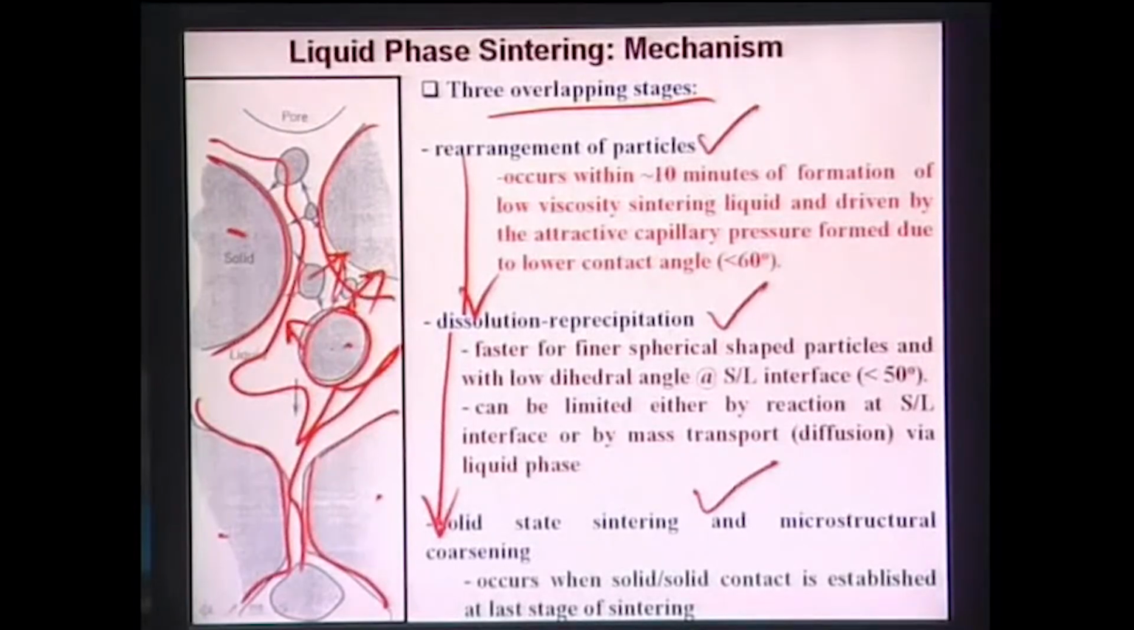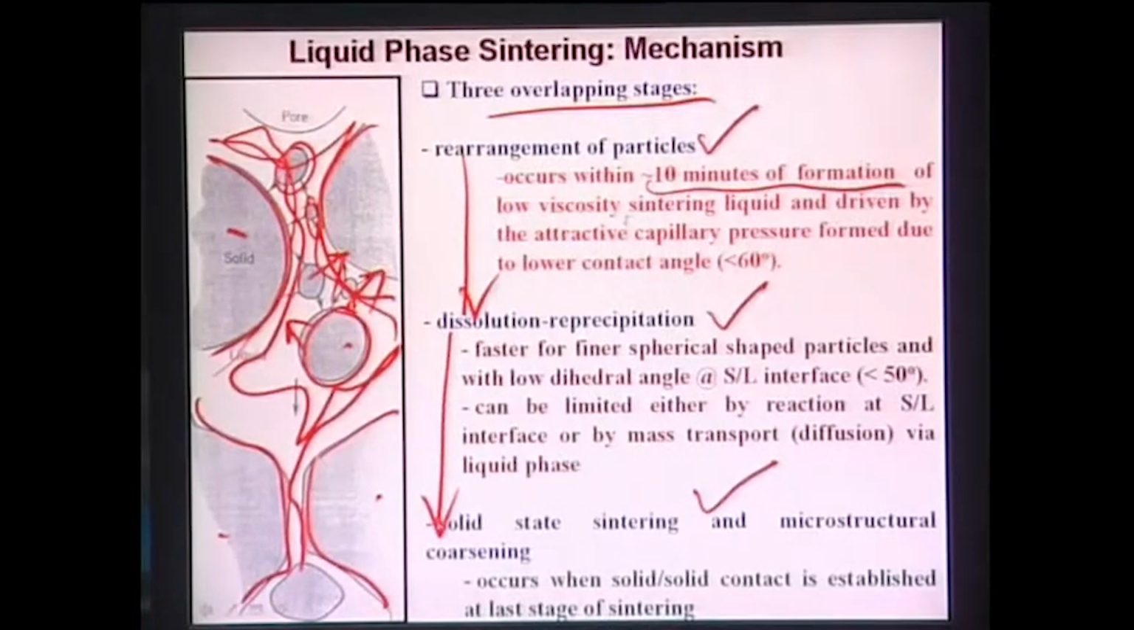So liquid phase sintering essentially takes place by three overlapping stages. The first one is the rearrangement of particles. Rearrangement of particles means that once the liquid phase forms at the interparticle regions, then all the smaller particles and coarser particles rearrange themselves. So they can float and rearrange themselves, and that occurs within around 10 minutes of the formation of low viscosity sintering liquid.